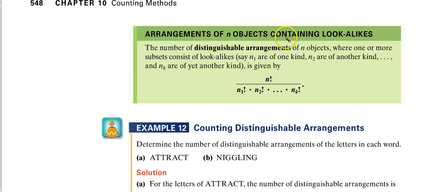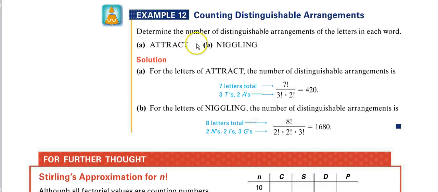Arrangements of n objects containing lookalikes, that is, repeats. The number of distinguishable arrangements of n objects where one or more subsets consist of lookalikes is given by this. So this would be the total characters or elements in a group, and then divided by their lookalikes. So let's take a look, and again, these are models that you will follow.